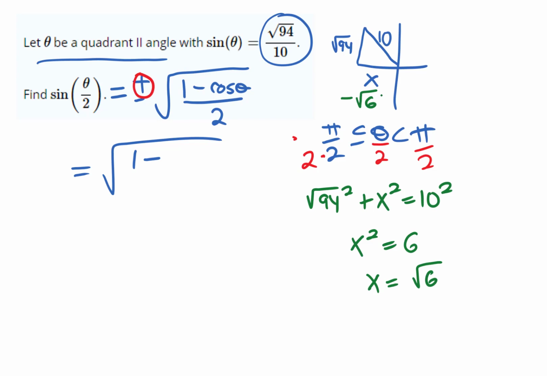So cosine of theta is going to be adjacent over hypotenuse. That's going to make it a positive, having those two negatives, over hypotenuse, which is 10. And then for our formula, that whole thing is over 2. Now you can enter this as your answer, or you can put it in a calculator and then make sure you round, carrying it at least 4 places.